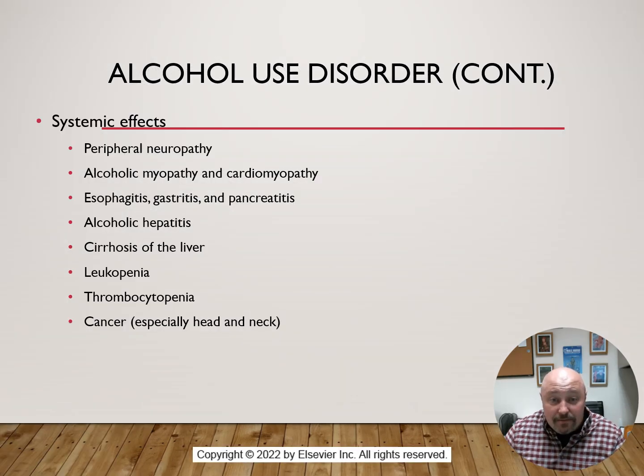Other systemic effects of alcohol use disorder are peripheral neuropathies, alcohol myopathy and cardiomyopathy, esophagitis, gastritis, and pancreatitis, alcoholic hepatitis, cirrhosis of the liver, leukopenia, thrombocytopenia, and unfortunately cancers, especially of the head and neck.